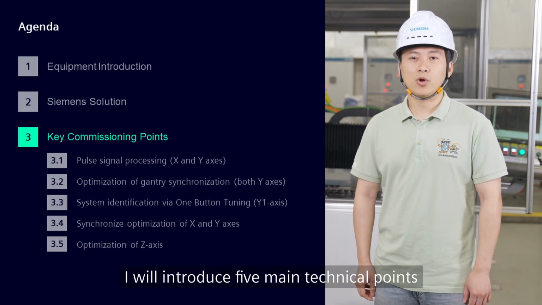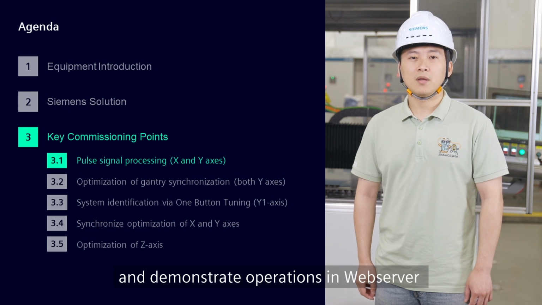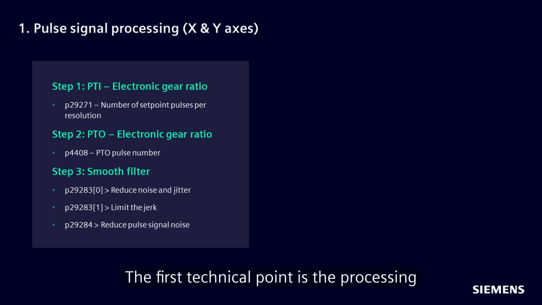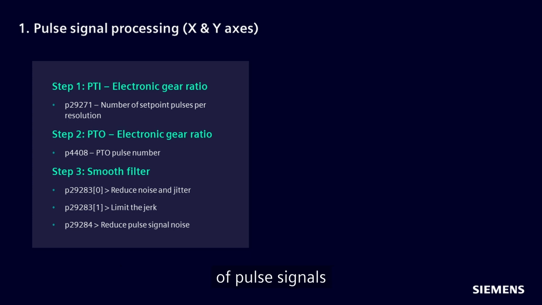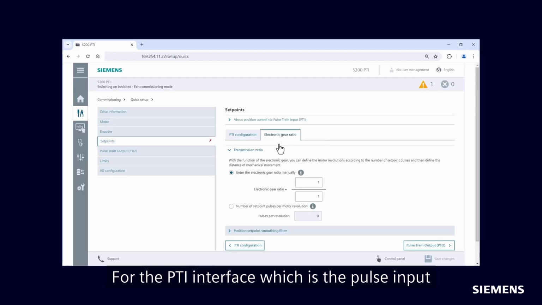In this chapter, I will introduce 5 main technical points of the commissioning of SINAMICS S200 PTI and demonstrate operations in the web server. The first technical point is the processing of pulse signals, starting with the electronic gear ratio setting for the PTI interface, which is the pulse input.